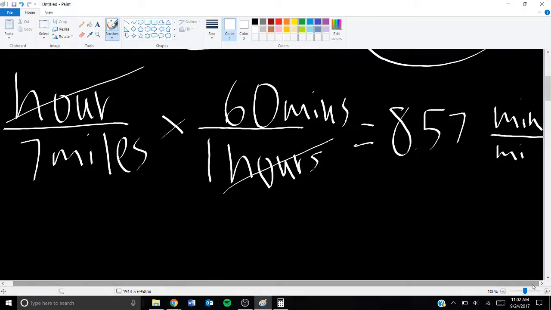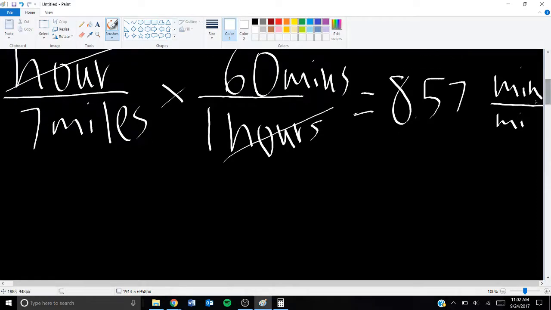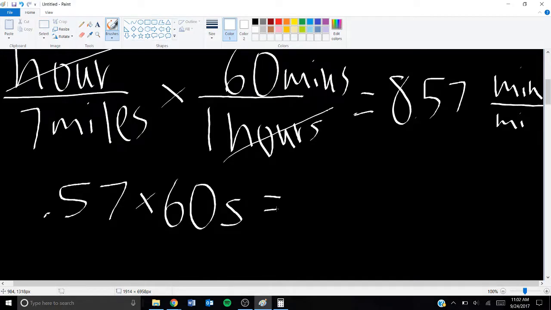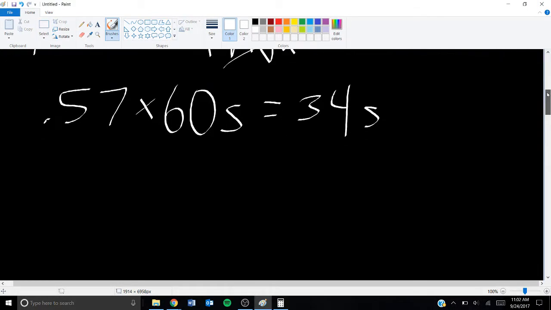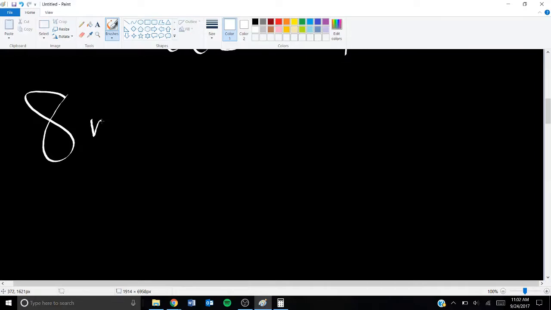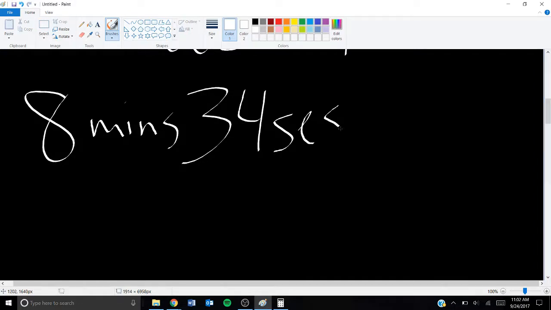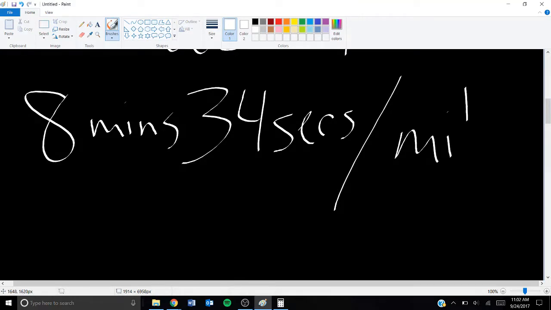Now, 8.57 minutes per mile is our answer here, but in order to get this into seconds, that .57, we will multiply it by 60, because there's 60 seconds. And then you're left over with 34 seconds. So that gives us a total of 8 minutes and 34 seconds per mile.